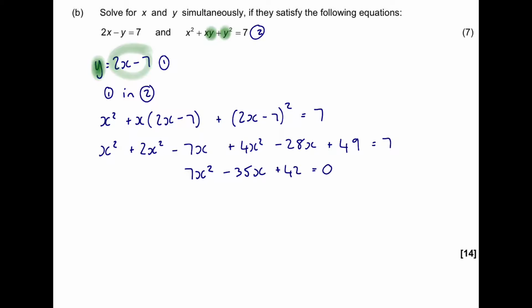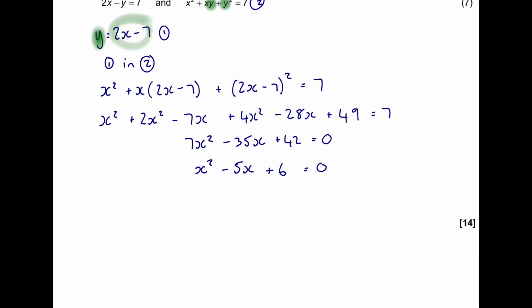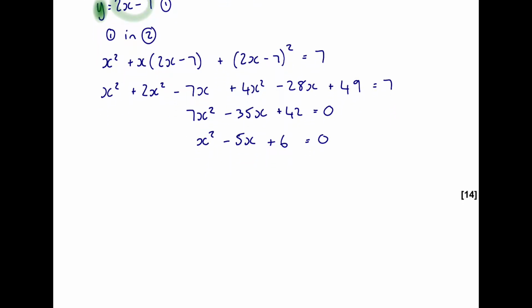And then we can divide through by 7. So x squared minus 5x, and then 42 divided by 7 gives us positive 6, and then now we factorize. Right, so this factorizes to x minus 3 into x minus 2. Therefore, x equals 3, or x equals 2.